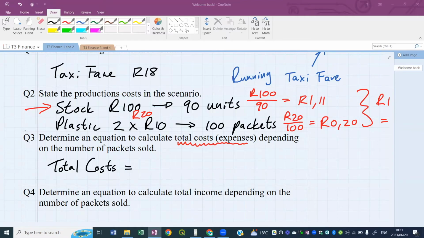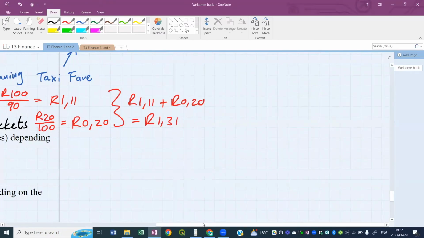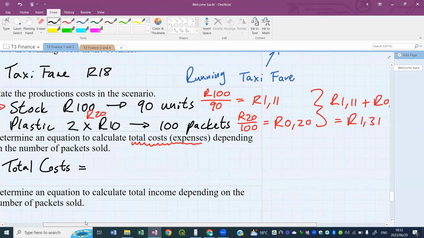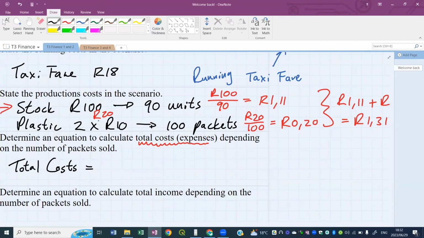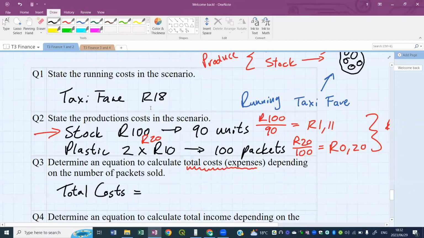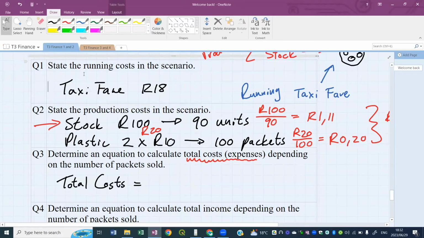We've got two costs, right? We've got running costs and production costs. I've just calculated the production cost, which is 1 Rand 31. There it is, 1 Rand 31. Now, what is my running cost, Darren? I'm not sure, but the running cost is the price in stock. You see question 1 where it says state the running costs. Yeah, the taxi fare. So the taxi fare must be the running cost.